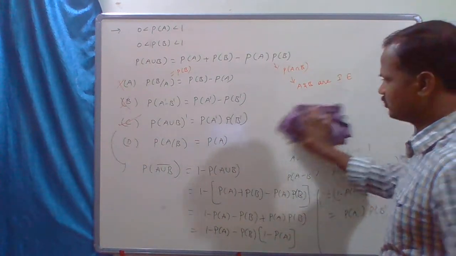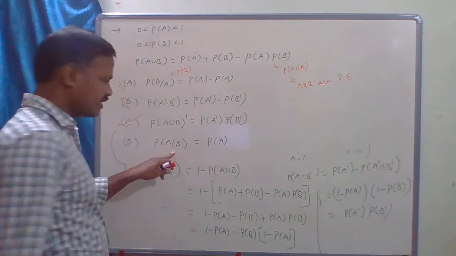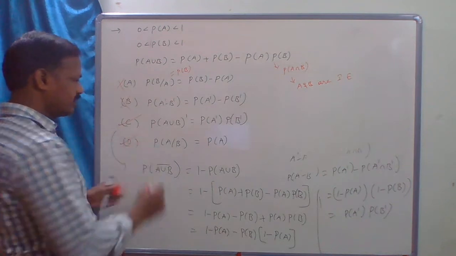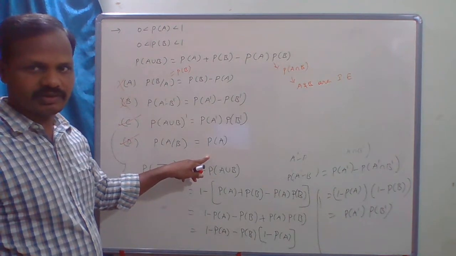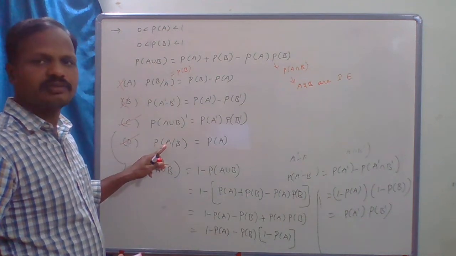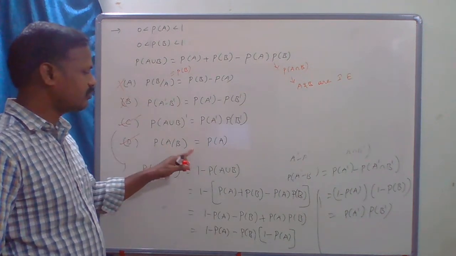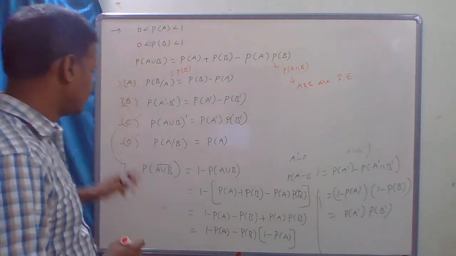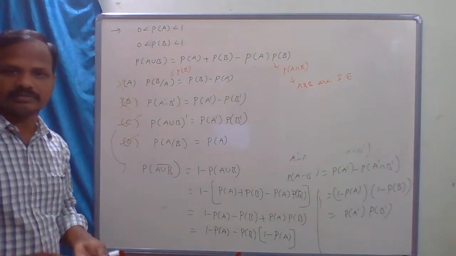What is that? So probability of A given B equal to probability of A. Yeah, this is a direct statement because A and B are independent events. So the happening of A is independent of B. So probability of A given B equal to probability of A. Yes? That's all. So these two statements are the correct statements.